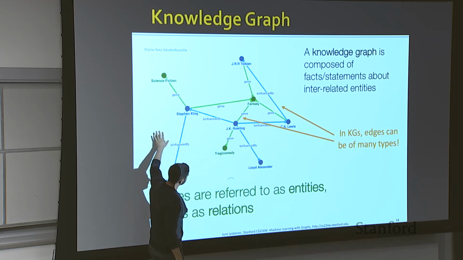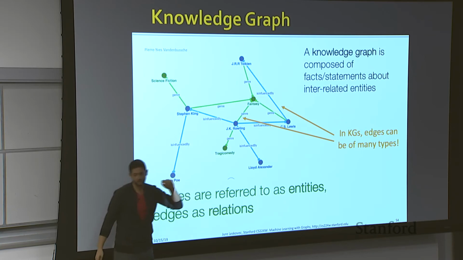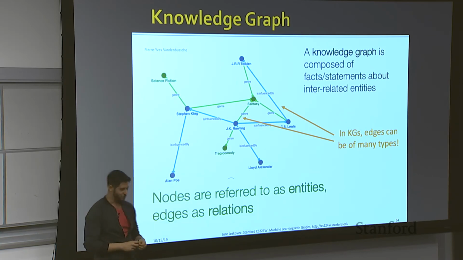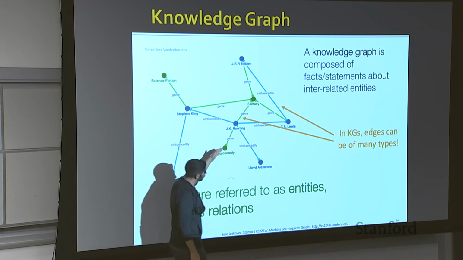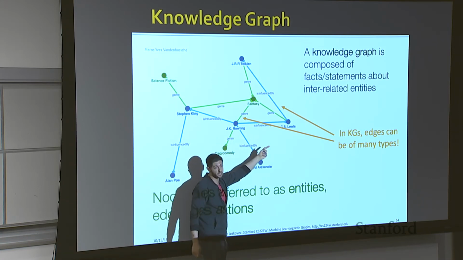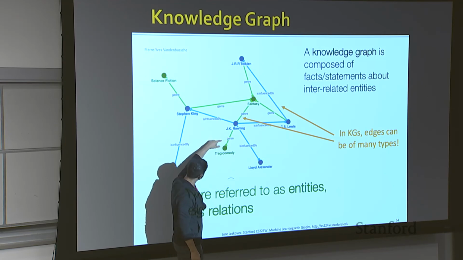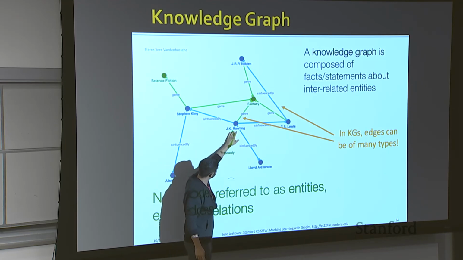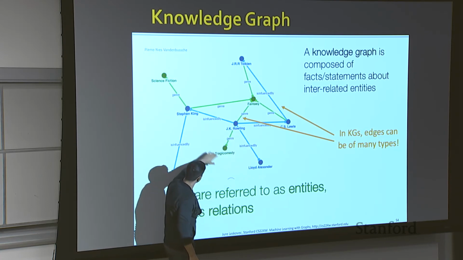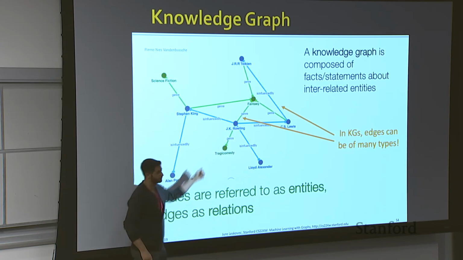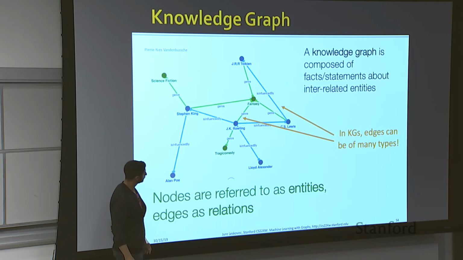And why are knowledge graphs interesting, and why aren't they just plain old graphs, okay? The reason is, in knowledge graphs, edges can be of many types. So we don't have only one edge, or edge weights, but rather we have types. You see here the blue edges are "is influenced by", like if a writer is influenced by another writer, and the green edges are the genre that the writer is using in their books.